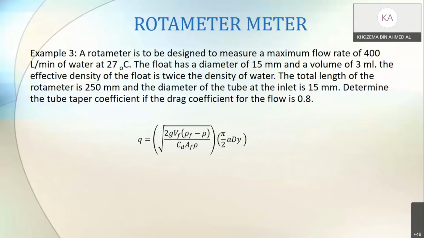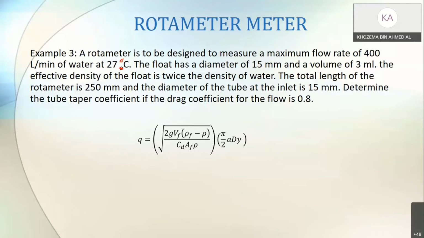So let us look at an example. In this example, it is an example for rotameter. Example 3 here is saying that a rotameter is to be designed to measure a maximum flow rate of 400 liter per minute of water at 27 degrees Celsius. This should be degrees Celsius.